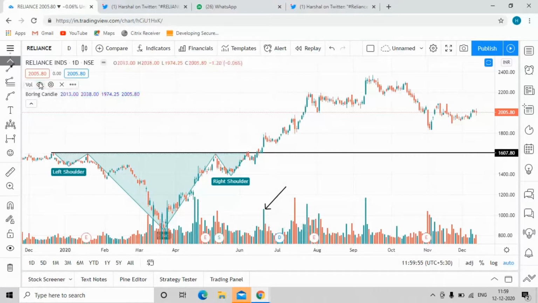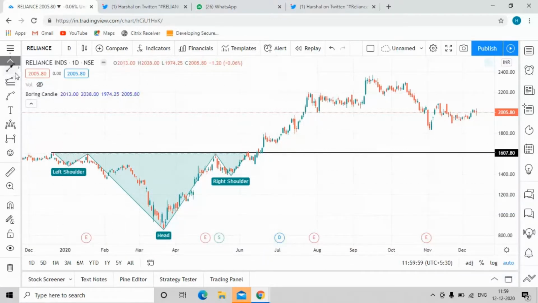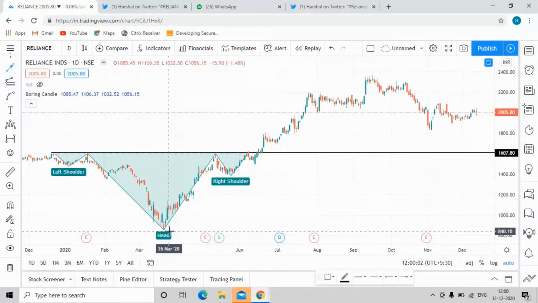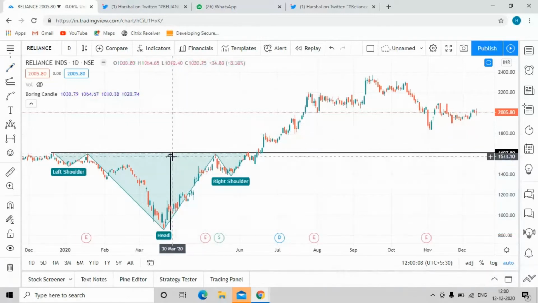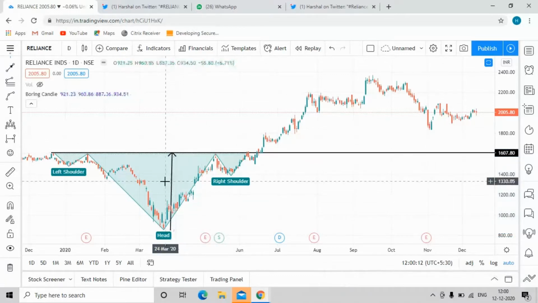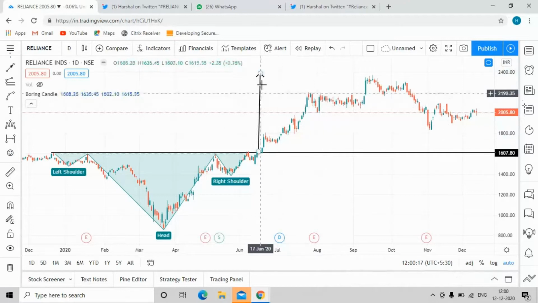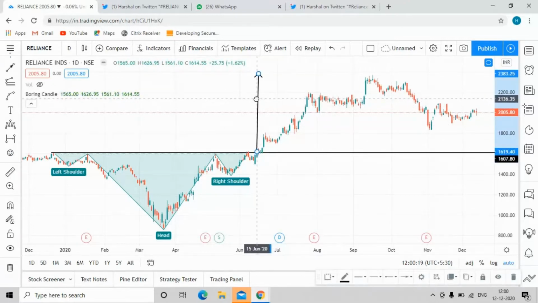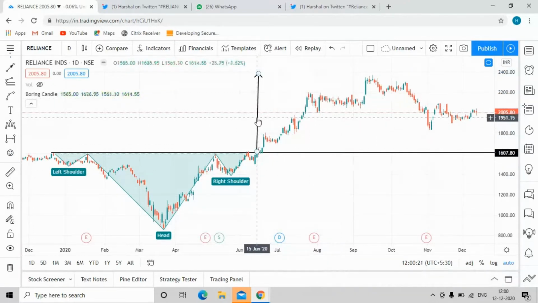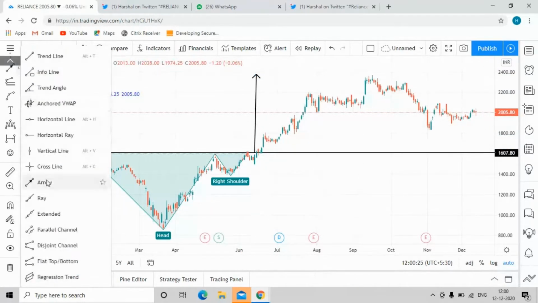Now, let me get rid of this. Now we are supposed to plot a target. So if I take the width from head to the neckline, this is your target, right? This is your target, and I'll plot it over here, somewhere like this. You need to be a bit exact at this level.